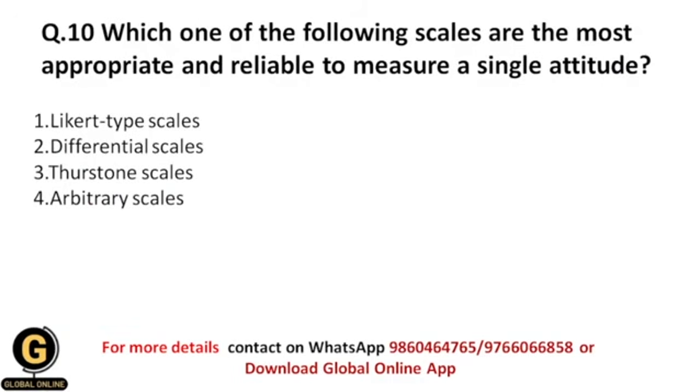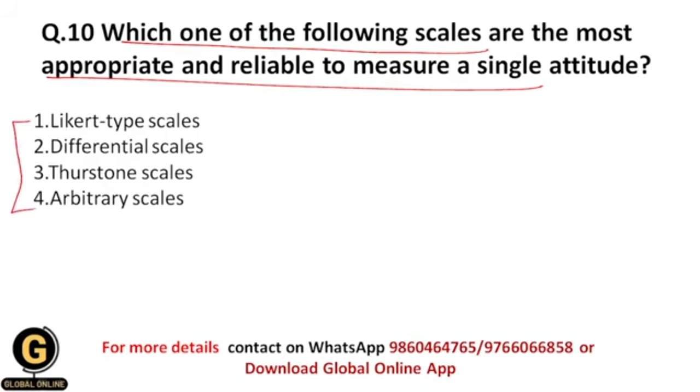Now next is, which one of the following scales is the most appropriate and reliable to measure a single attitude? Okay, so if I want to measure a single attitude of a person, then here they have given you different types of scales, and from these scales, which is the most appropriate and reliable type of scale to measure a single attitude only. So whether it is Likert type scales, whether it is differential scales, whether it is Thurstone scales, or whether it is arbitrary scales.